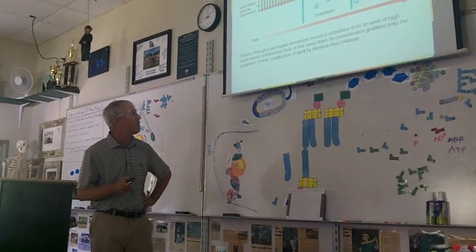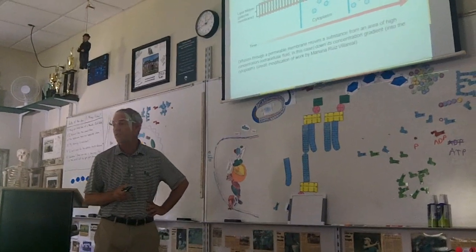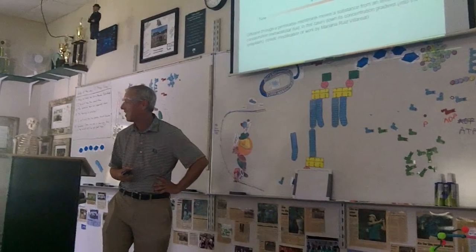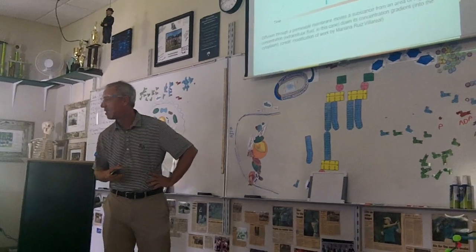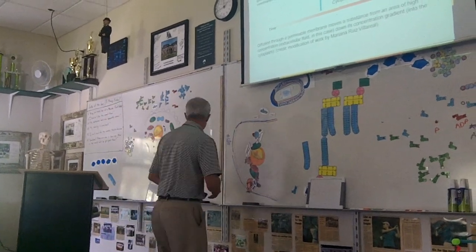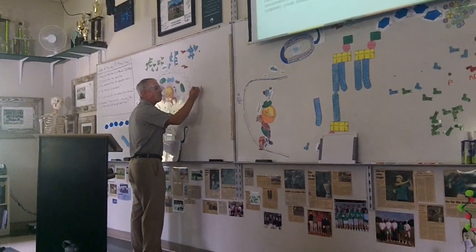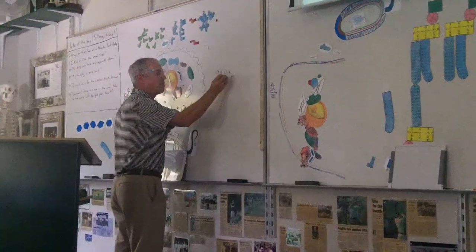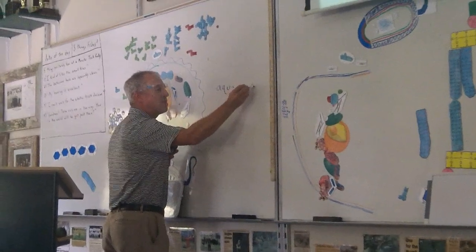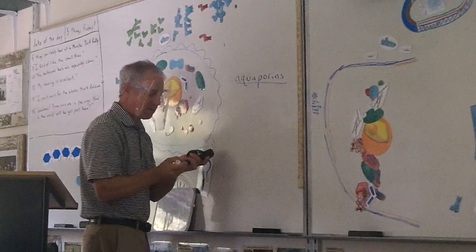Now, there are membrane proteins that let water molecules through faster. You know what they're called? Transport proteins? They have a specific name, though. Channel. Yeah, transport. They're called aquaporins. And they are channel proteins, and they let water in quickly.